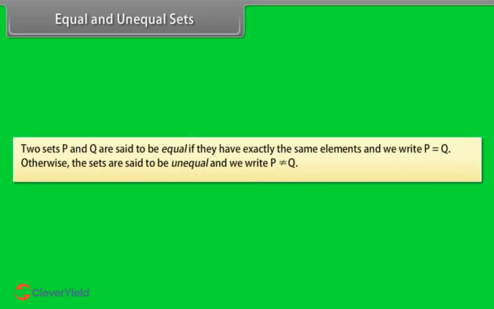Equal and unequal sets. Two sets P and Q are said to be equal if they have exactly the same elements and we write P is equal to Q. Otherwise, the sets are said to be unequal and we write P is not equal to Q.